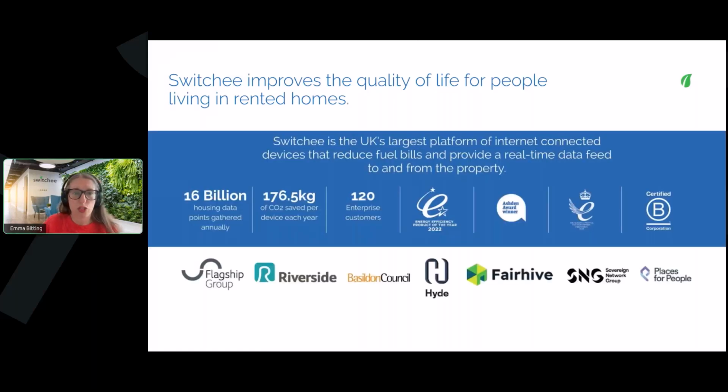So Switchee has been around for over 10 years. It was our 10th birthday last year, and we were created with the intention of improving the quality of life for people living in rented homes. We are collecting billions of data points every year. We're tracking over 16 billion data points today, and we work with over 120 enterprise customers exclusively in social housing.